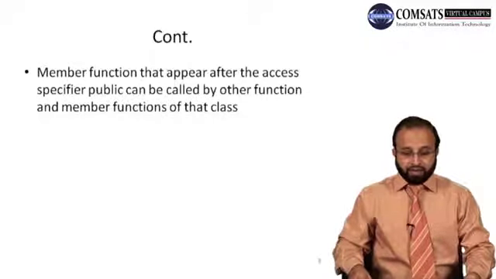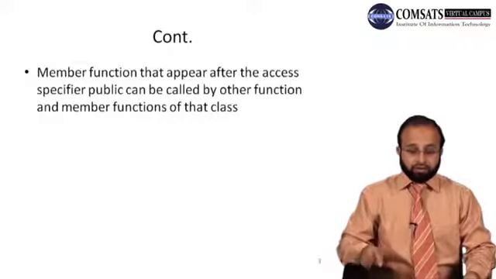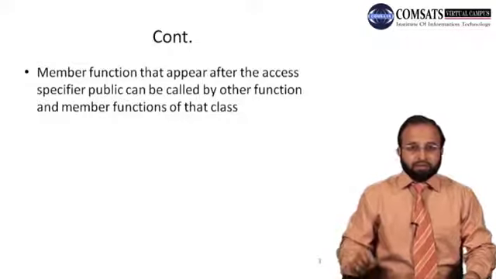A member function that appears after the access specifier public can be called by other functions and member functions of that class. We have seen two kinds of access specifier. The public access specifier means that a function that appears after it is a public function. If you remember the example from the last lecture, which I will show you again in the next slide, there is the word public and then a colon, and then there is a function. This means that this function can be called from outside the definition of the class.